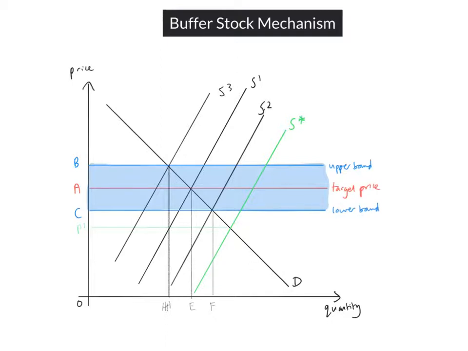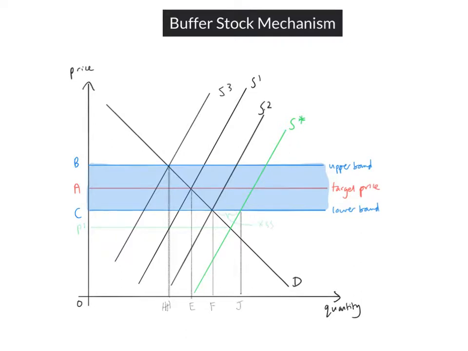So what can the government do? Well, what it has to do is to buy up the surplus commodity, in this case, grain. How much does it have to buy? Well, the excess supply at price OC is shown on the diagram as XSS.